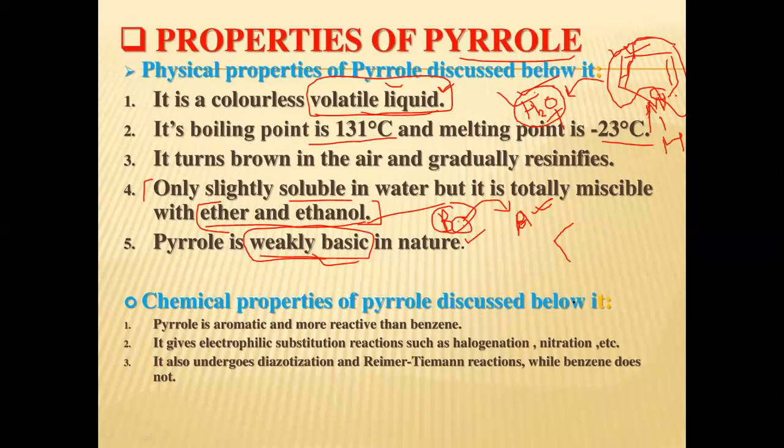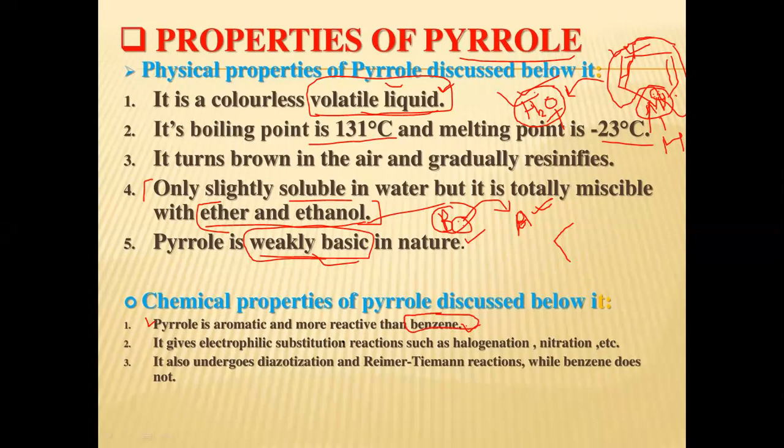Then the chemical properties of pyrrole. Pyrrole is aromatic and more reactive than benzene. Okay, so let us see here. Pyrrole is more reactive than benzene. The reason is the presence of nitrogen: the reactivity increases because it donates its electron, the driving force for the delocalization of the electron in the ring. The electron density of this 5-member ring is more than the benzene ring. So that's why the reactivity is also more.